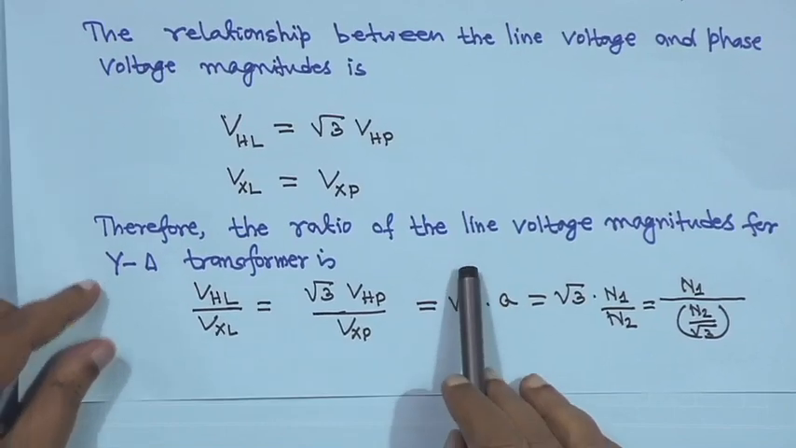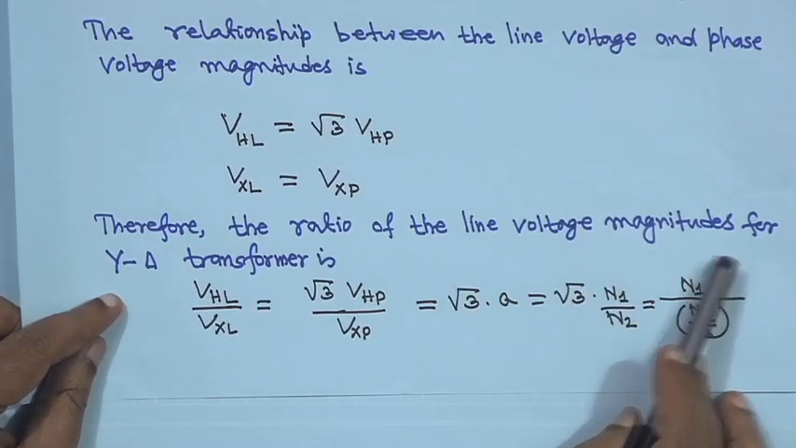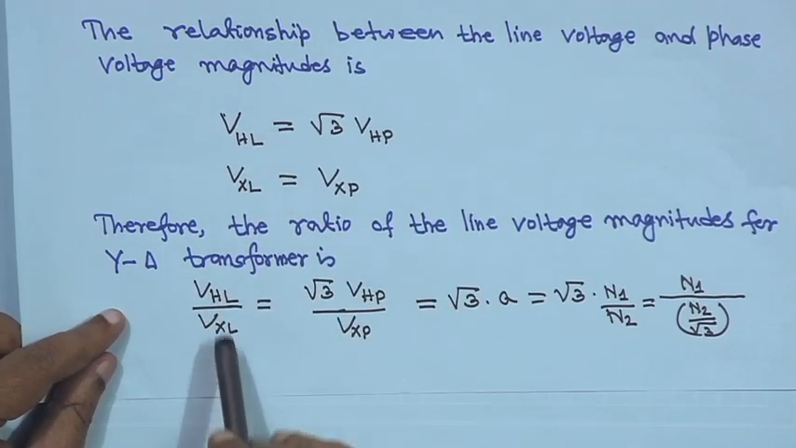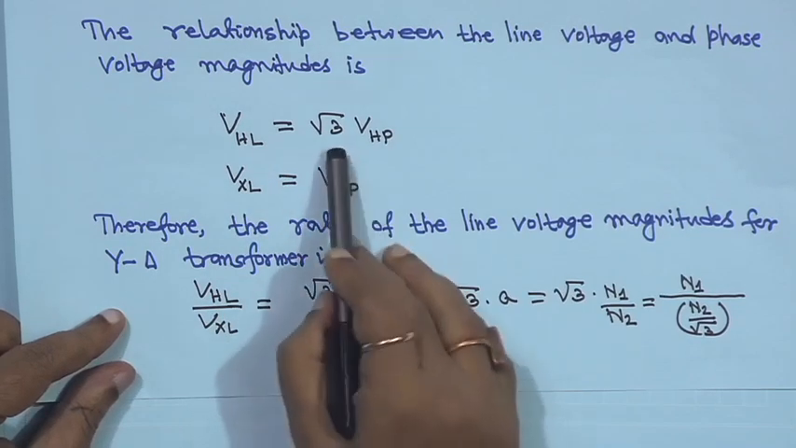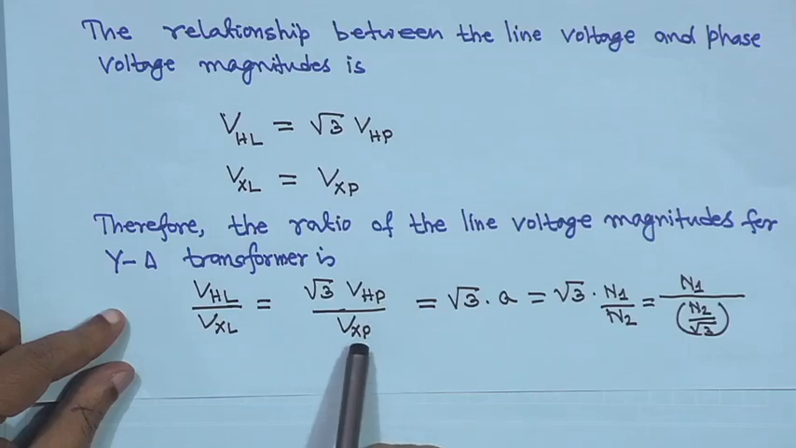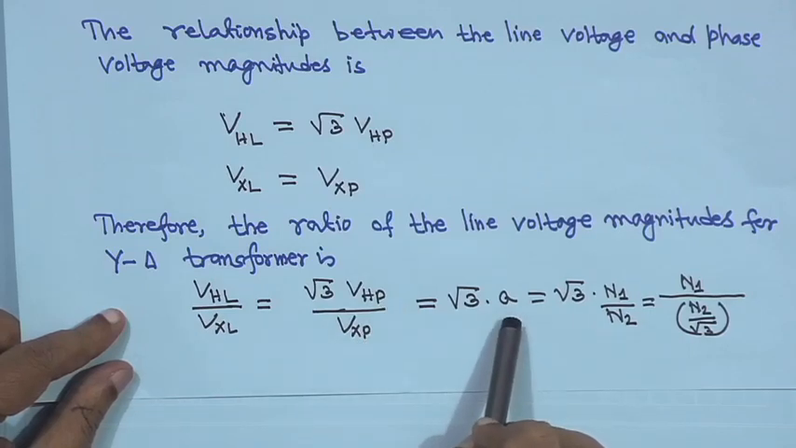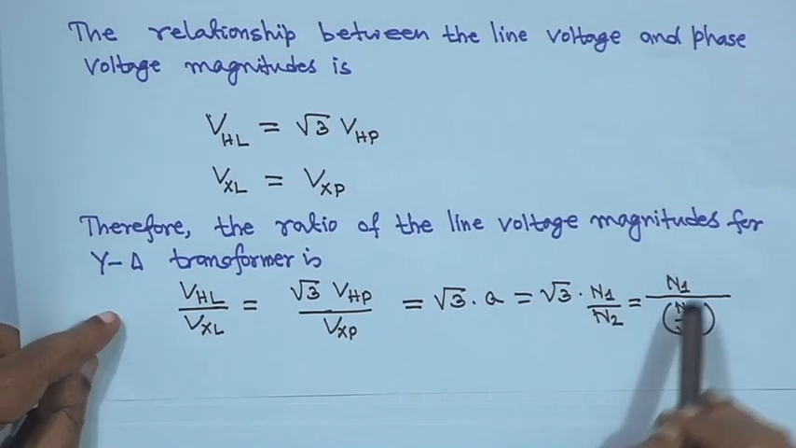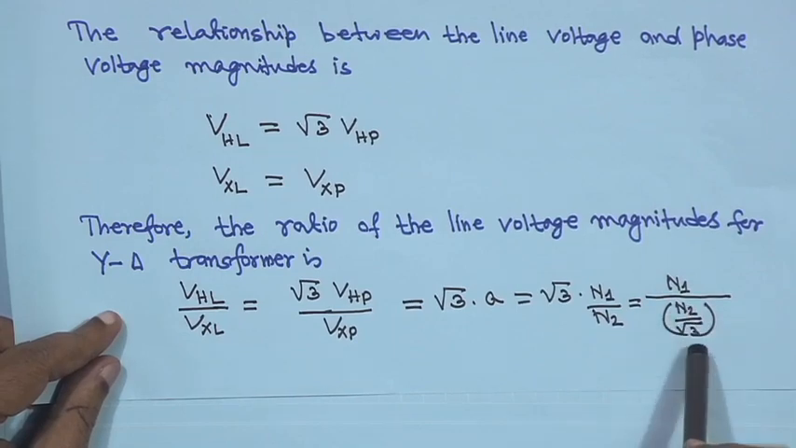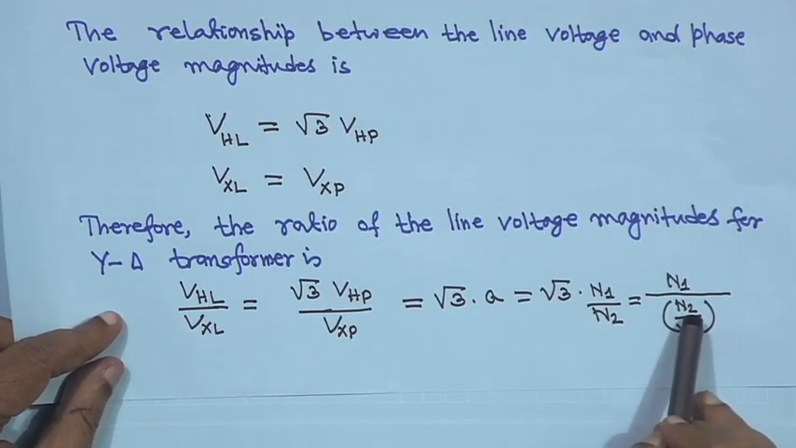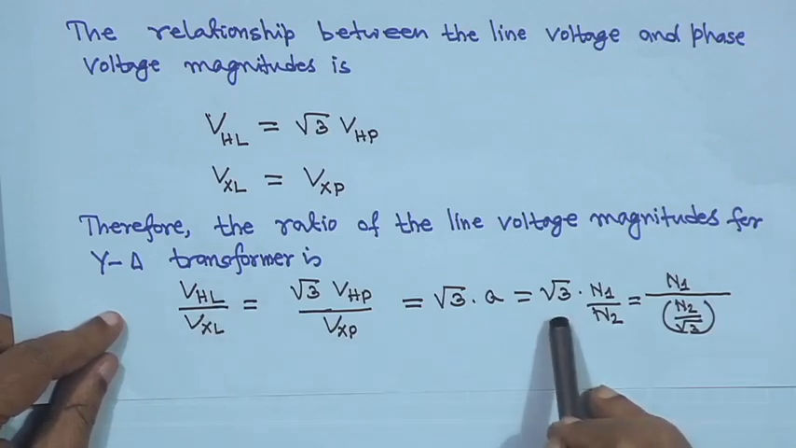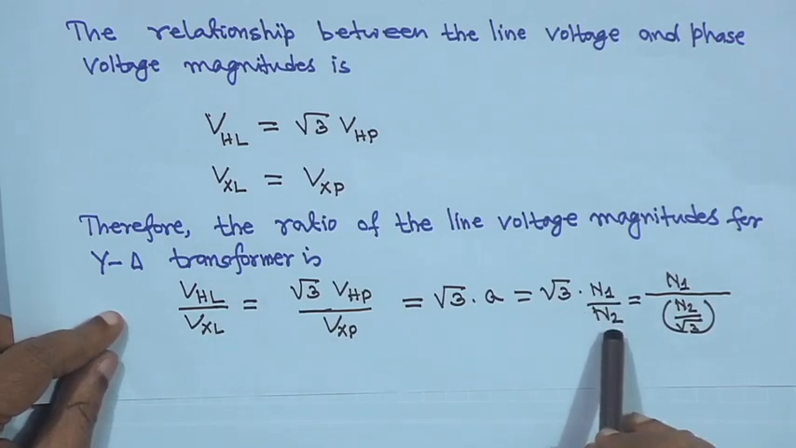Therefore, the ratio of the line voltage magnitudes for a star delta transformer is VHL upon VXL, which is equal to root 3 VHP upon VXP, which is equal to root 3 into A, right, and A is equal to N1 upon N2. That is root 3 into N1 upon N2. Later we will see what is the meaning of this, right. So, VHL upon VXL is basically root 3 into N1 upon N2, right.